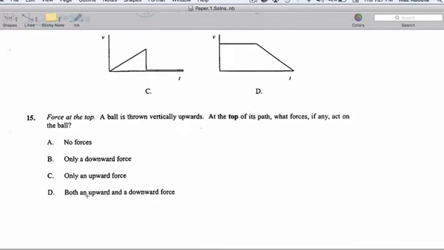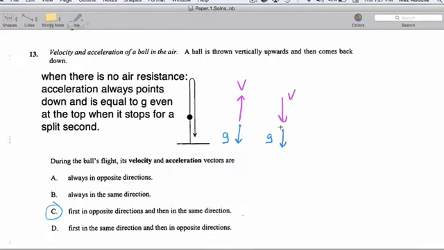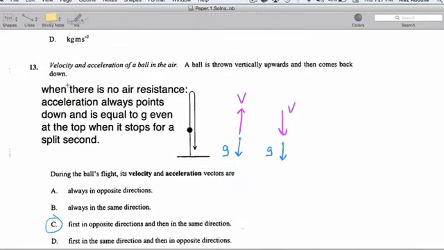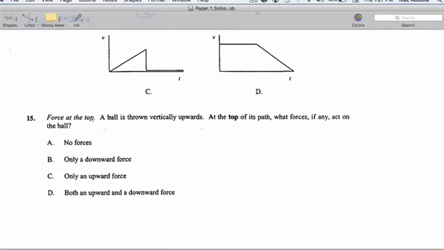Now, this goes back to number 15, goes back to exactly what we talked about in number 13. When there's no air resistance, acceleration always points down or is equal to g even at the top when it stops for a split second. Force at the top. A ball is thrown vertically upwards. At the top of its path, what forces, if any, act on the ball? Only a downward force. And this downward force is gravity or its weight. The same 100% totally identical idea. Okay, the force of gravity or the force of its weight.